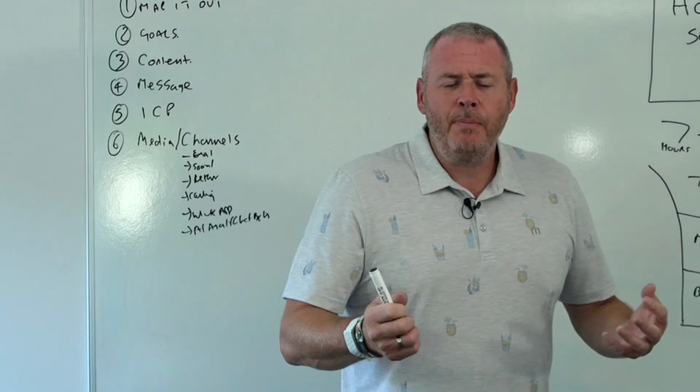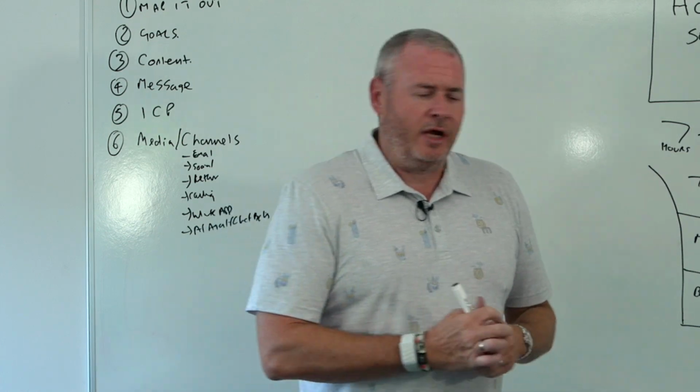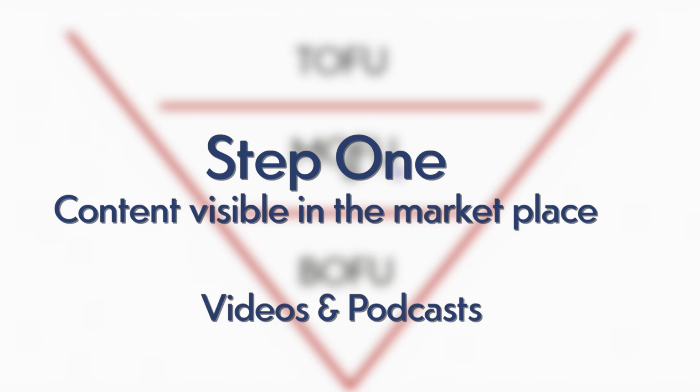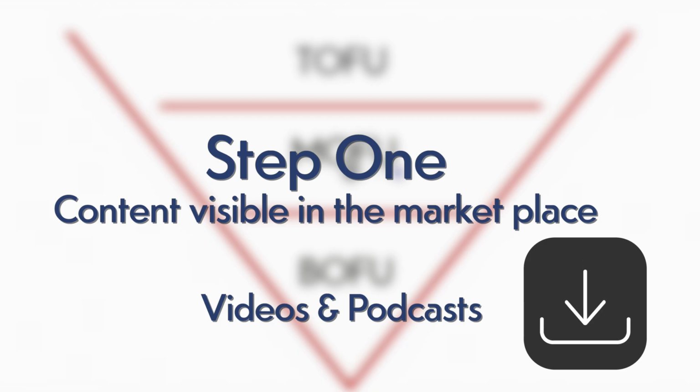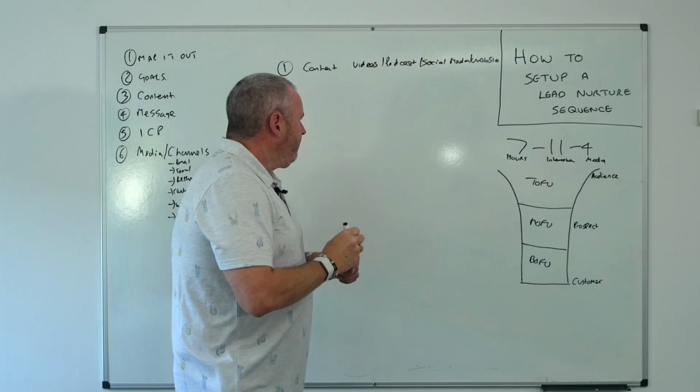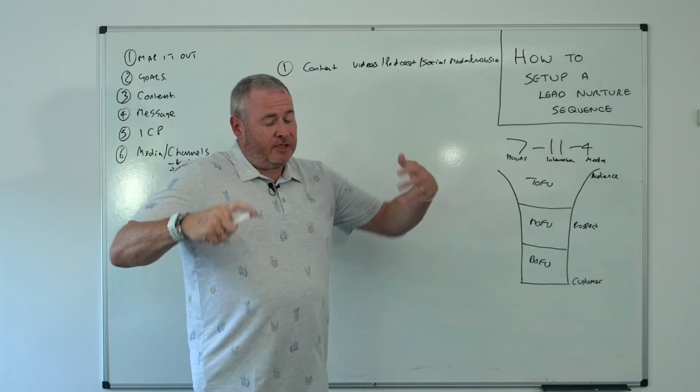So how do I put it in place, and what are the messages that I use? The first thing for me, step 1, is I have content that's visible in the marketplace. Firstly, I have videos on YouTube, but I also have a podcast which is available for people to download, as well as my social media and website. As I say, you're watching this video, that's part of my content.